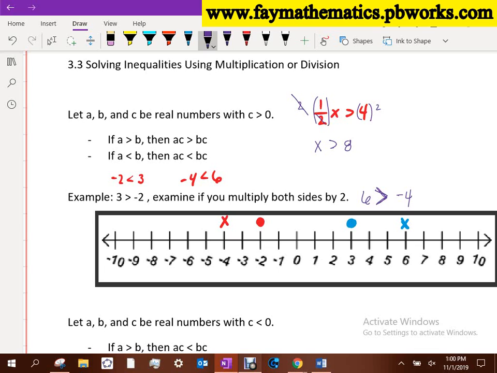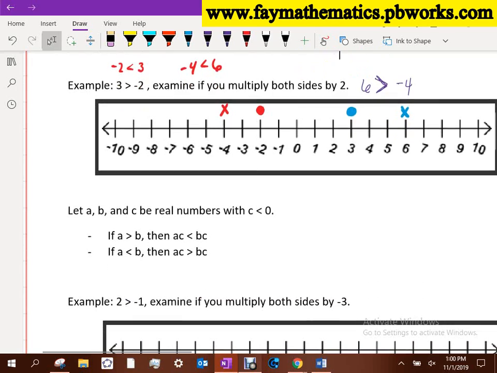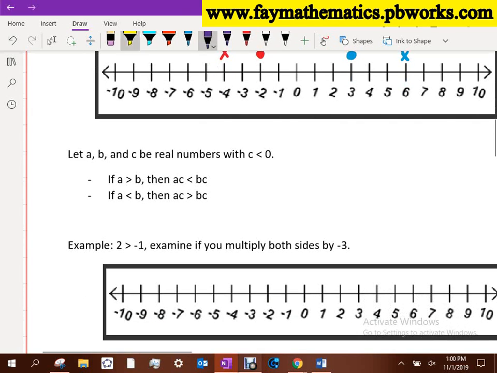Okay. Now we're going to throw a little twist in. This is the twist that occurs with all inequalities, but it only occurs when you are having a c value. We're going to multiply by c, and if c is less than 0, it's what kind of number? Negative.